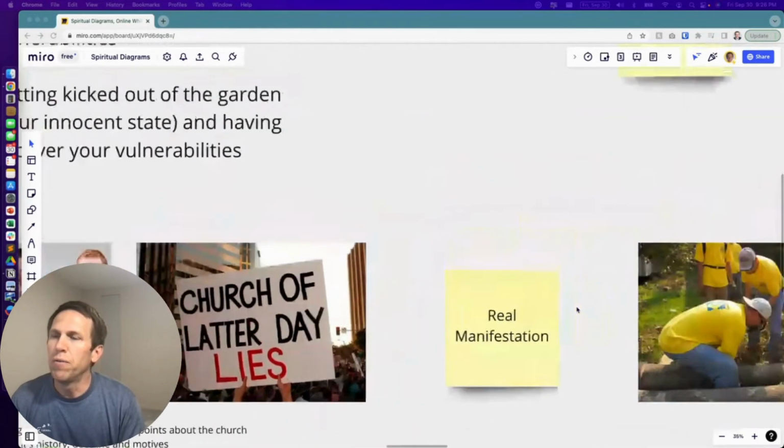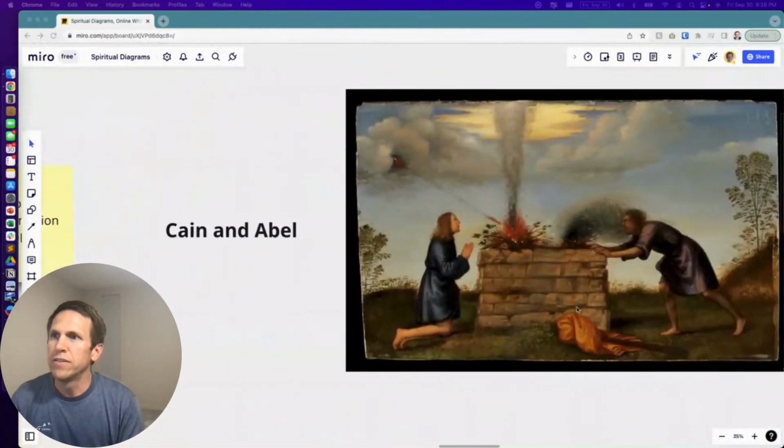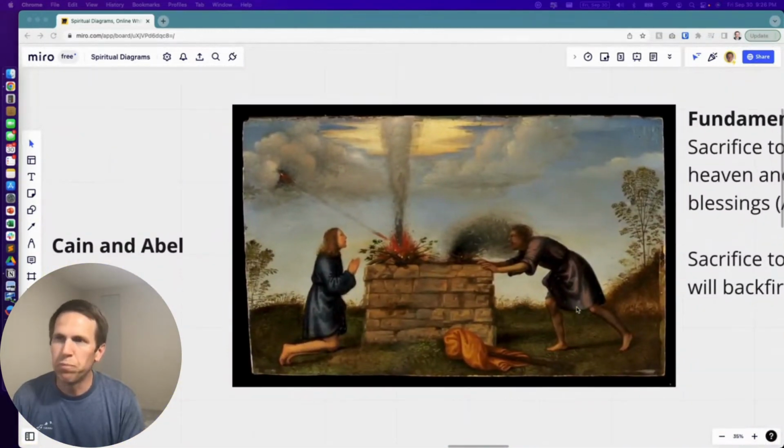So I want to give another example. The story of Cain and Abel. By far one of my favorite stories. Outside of the story of Christ, this might be my favorite story, actually.